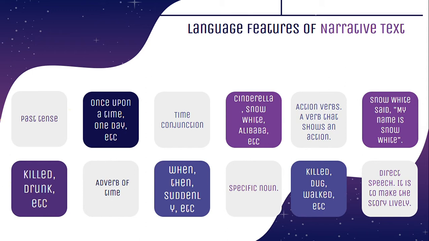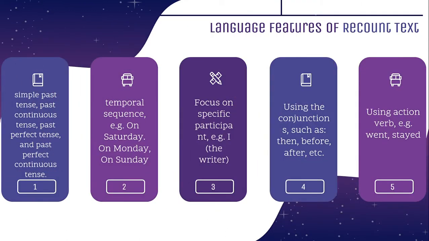And the last one is direct and indirect speech. It is to make the story lively. For example, Snow White said, "My name is Snow White." Next. Language feature of recount text.